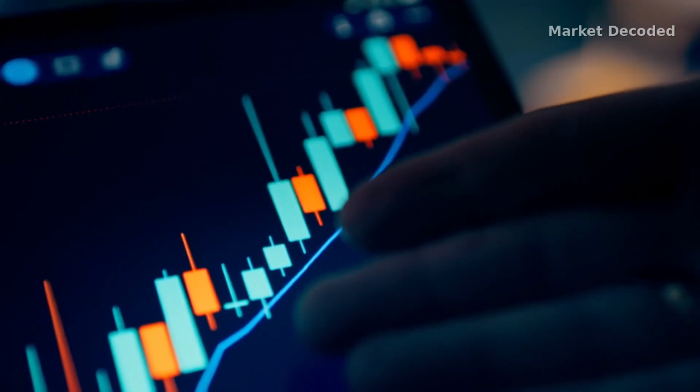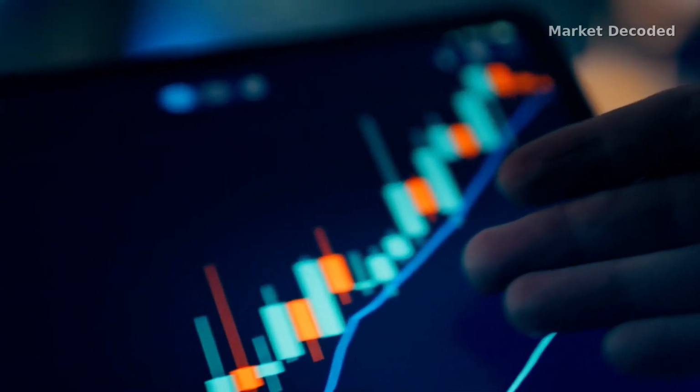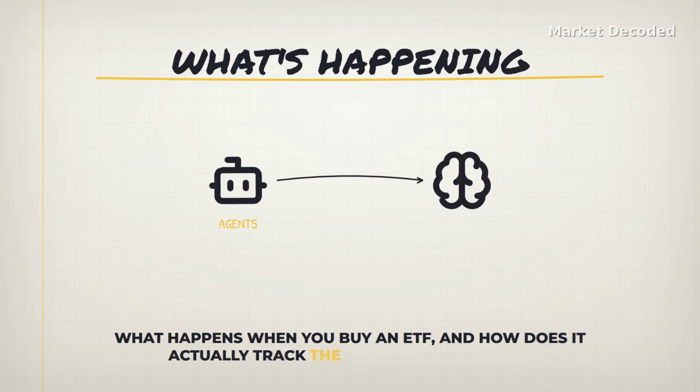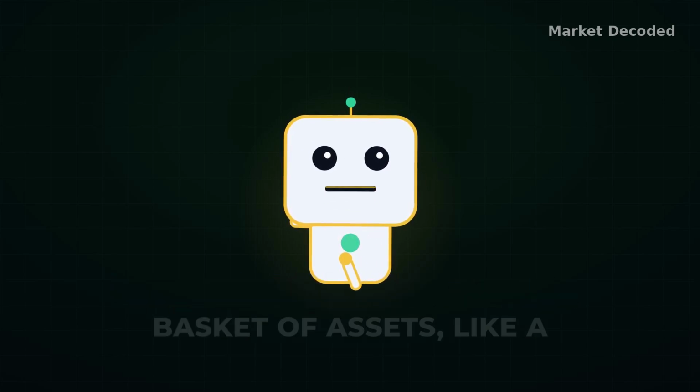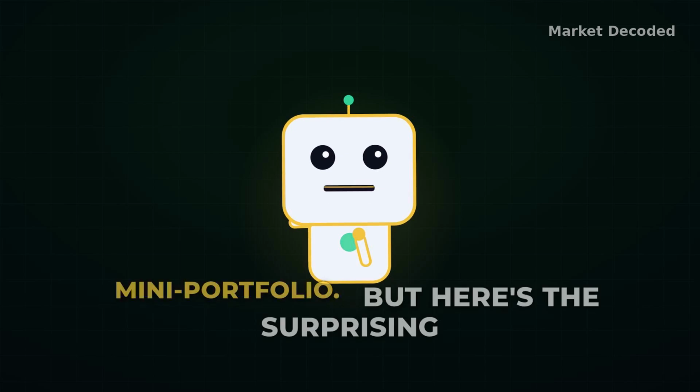What happens when you buy an ETF? And how does it actually track the underlying assets, like stocks or bonds, that it's supposed to mirror? Let's break it down. When you buy an ETF, you're essentially buying a small piece of a fund that holds a basket of assets, like a mini portfolio.